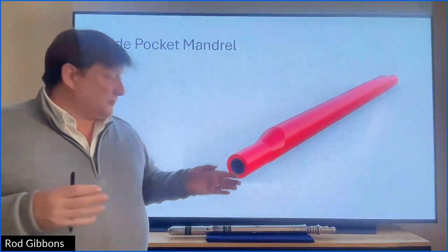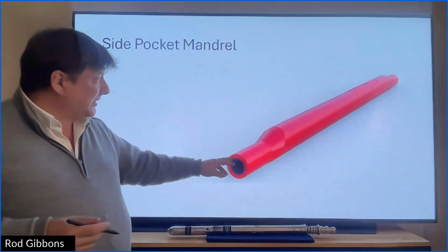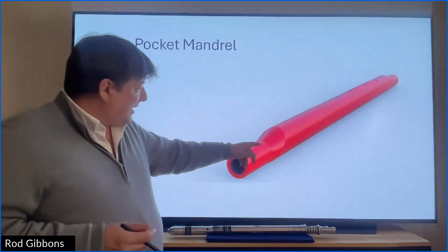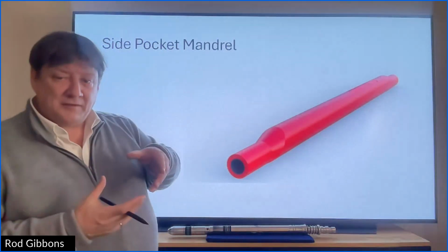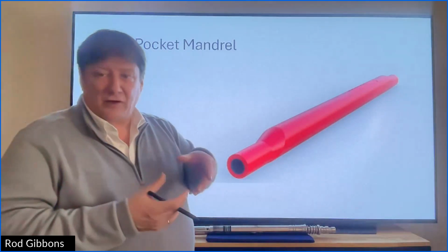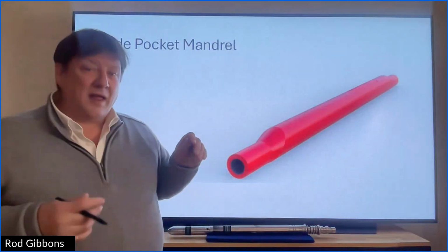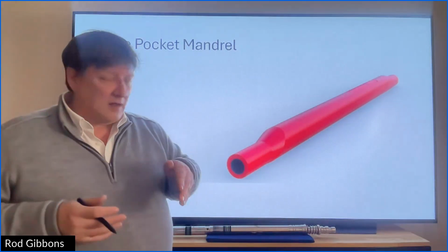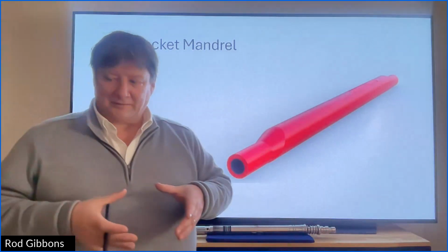So this is what a side pocket mandrel looks like. This will screw into a joint of tubing, and then it's about 1.5 times the size of a regular joint of tubing, so that it sticks out. The valve can fit into the side pocket, but this can still fit inside our casing string.